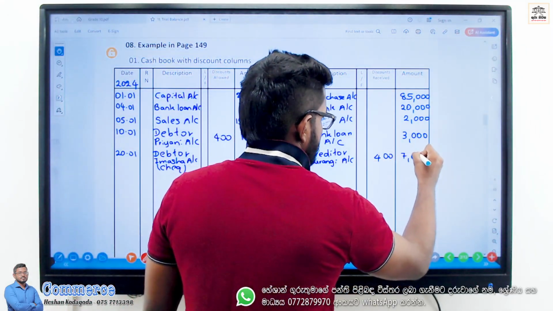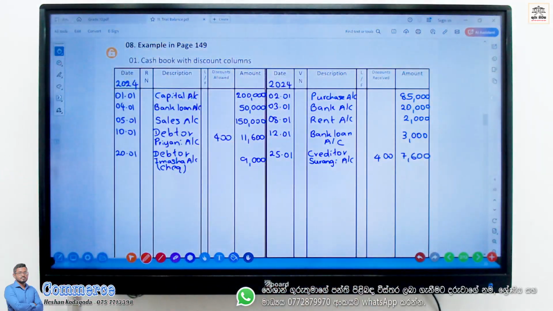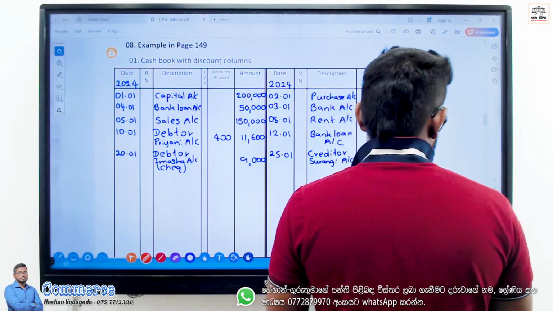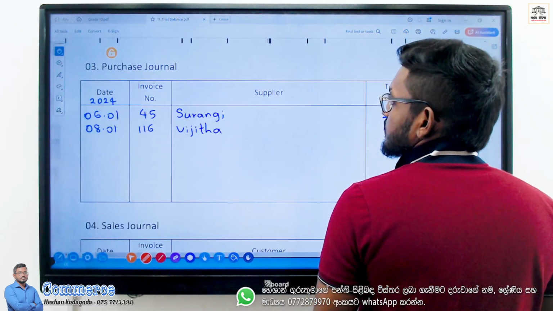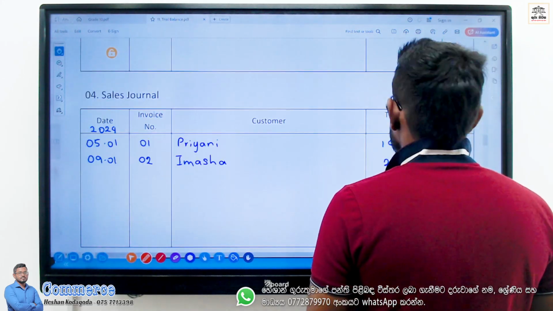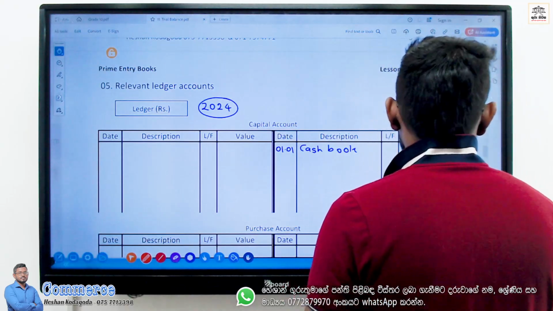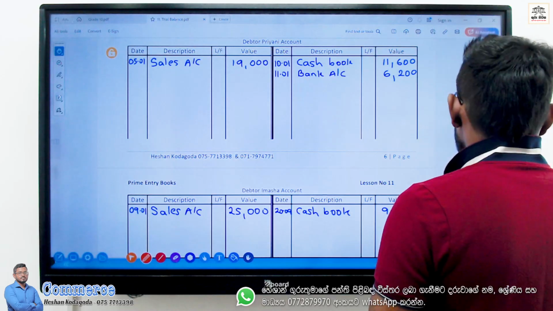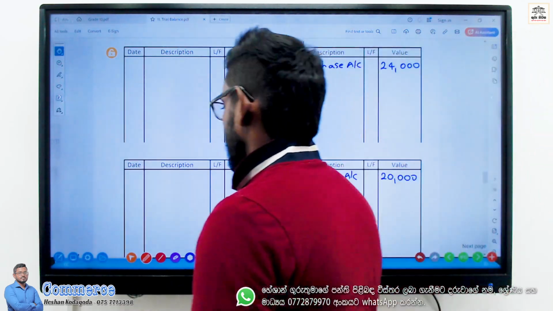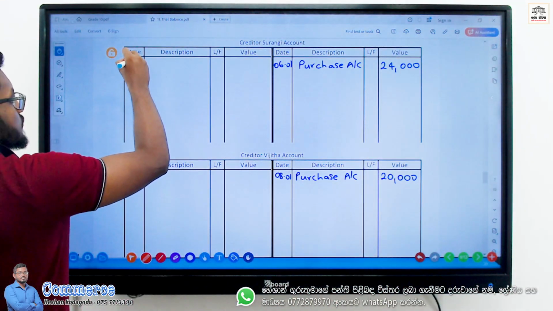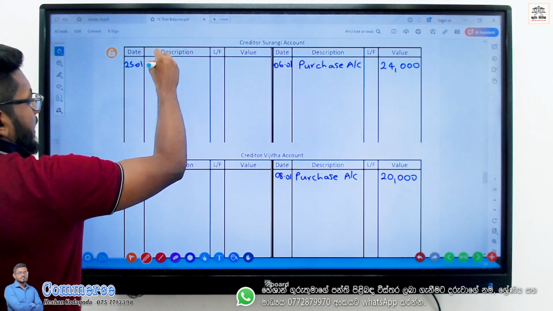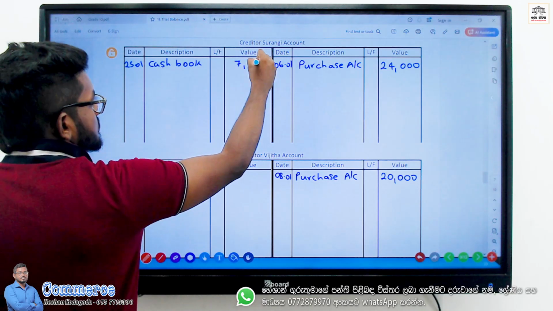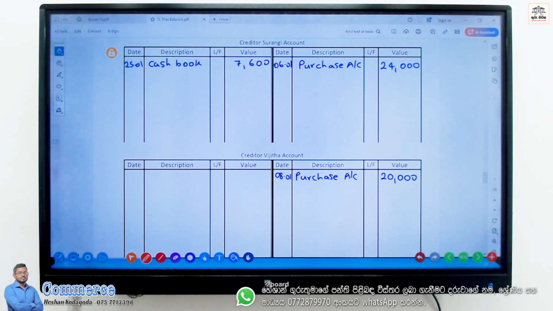Then 7,600. Discounts we are recording at the end of the month. Till that, go to the creditor Surangi account, debit side. 25th of January, right? Cash book 7,600, right?